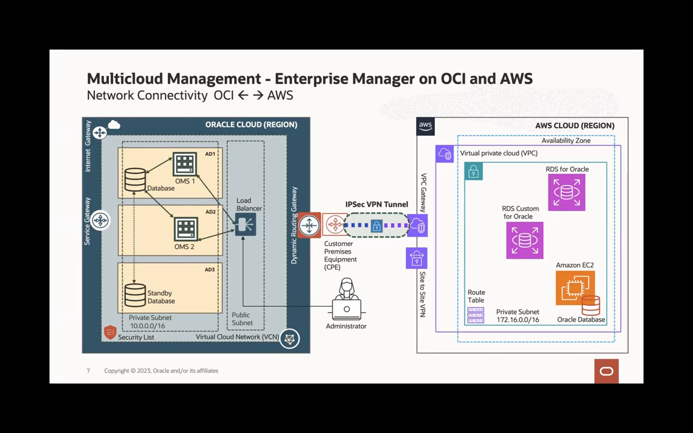Similarly, on the AWS cloud, create the virtual private gateway in AWS, which will serve as the VPN endpoint. So configure the VPN connection in AWS, specifying the same IPsec parameters used in OCI, including encryption algorithms, authentication methods, and pre-shared keys. Also, update the AWS Virtual Private Cloud route table to include a route for the OCI network, directing traffic towards the Virtual Private Gateway.